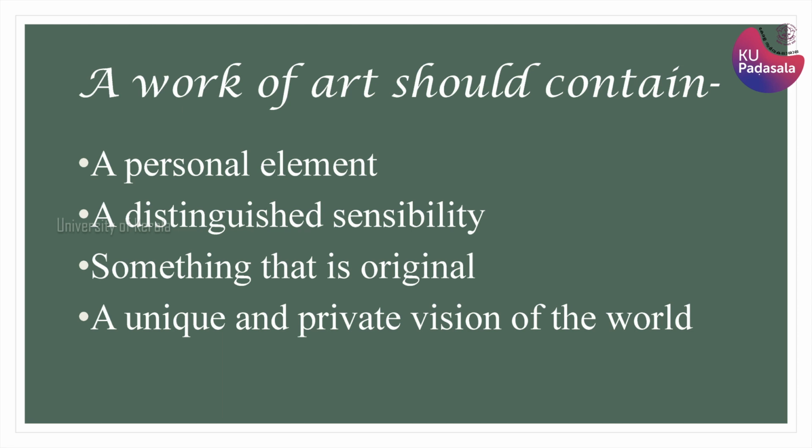And towards the end of this excerpt, he emphasizes that a work of art should contain, one, a personal element, two, a distinguished sensibility, and of course something that is original, and a unique and private vision of the world. And he also makes special mention of pottery. He says that pottery is pure art. It is historically considered one among the first arts. And he uses two examples, one of the Greek vase, which he says is a symbol of classical harmony, and also the Chinese or the Oriental vase, which symbolizes dynamic harmony.